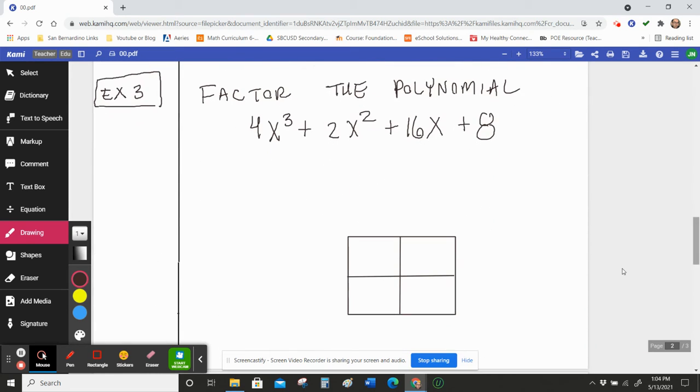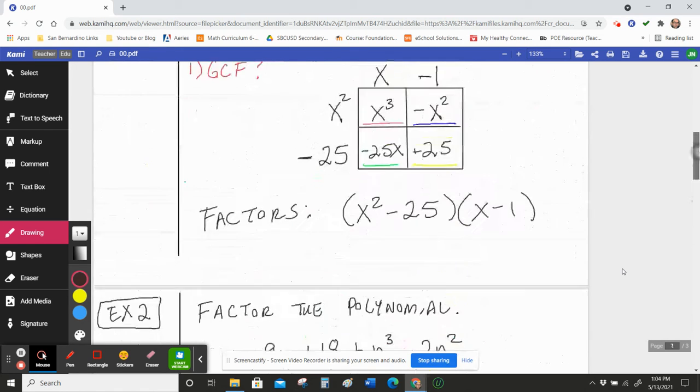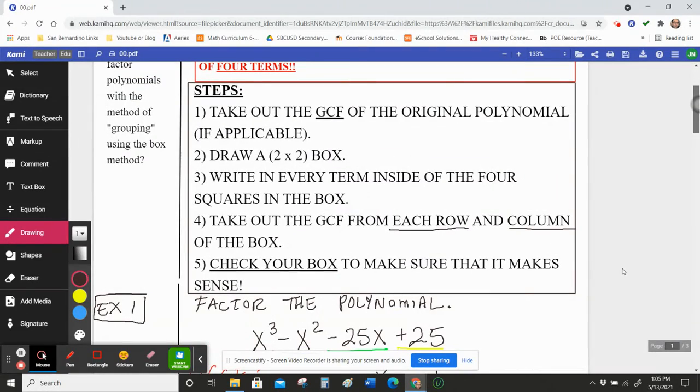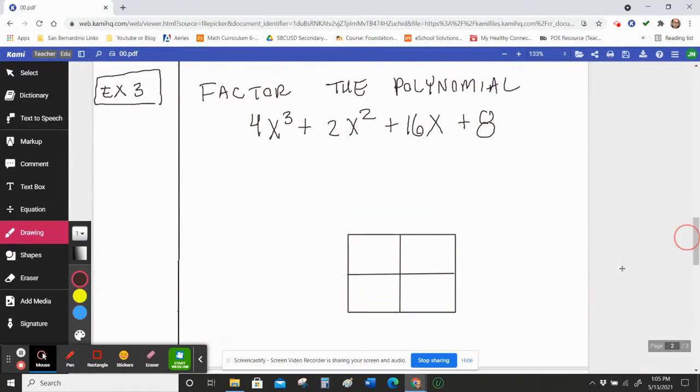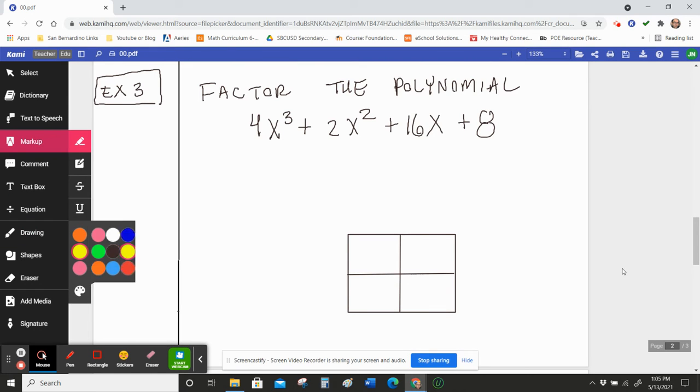Example 3, the last one that I have for you, is factor this polynomial. Now for this one, we need to go back to the steps. Step 1 says take out the greatest common factor of the original polynomial. For this one, be careful. There actually is a factor that you can take out of every single term. I cannot take out any x's, right, because the 8 doesn't have an x, but I can take out a 2 from every single term.